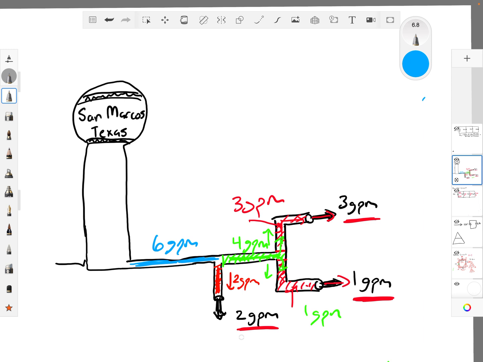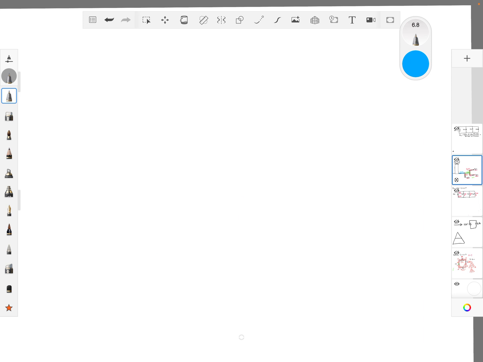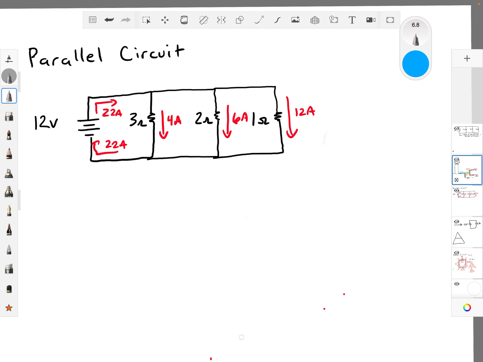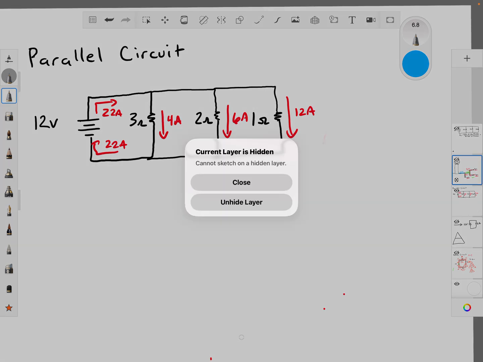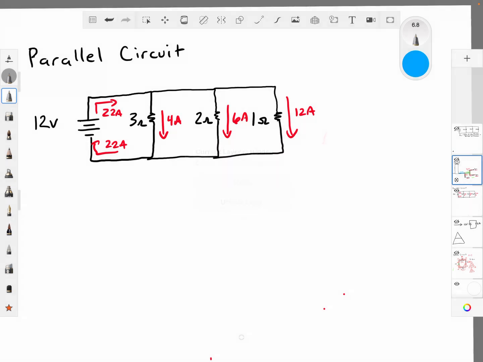If there's current in this pipe, it has to be supplied from somewhere, and it's going to be supplied from the battery, of course, but it's all going to be in that source wire, the main wire. So in this example, we knew we had 22 amps coming in and out of this battery, right? So 22 amps are coming right here, 22 amps.